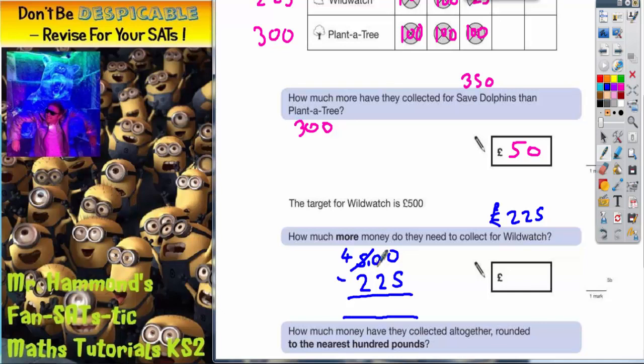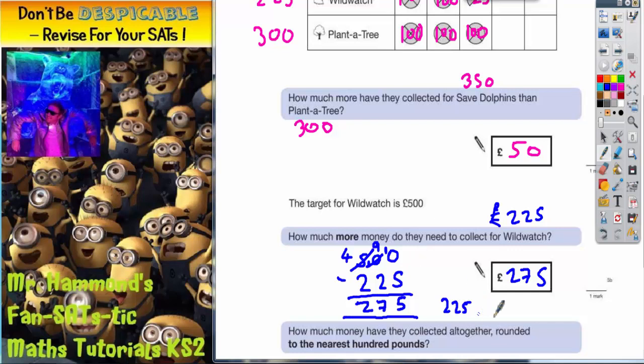We need to borrow again from that middle column to get our 1 over here in the end column. So borrow from the 10, make 9. That is the one that we've borrowed. Now we can do it. 10 take away 5 is 5. 9 take away 2 is 7. 4 take away 2 is 2. So your answer should be £275.